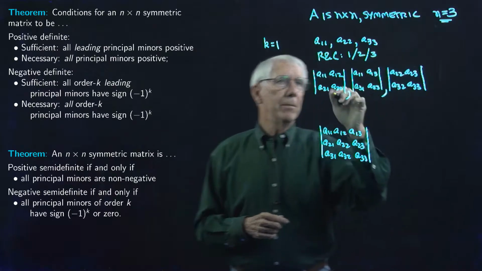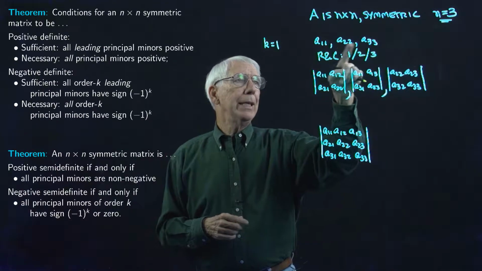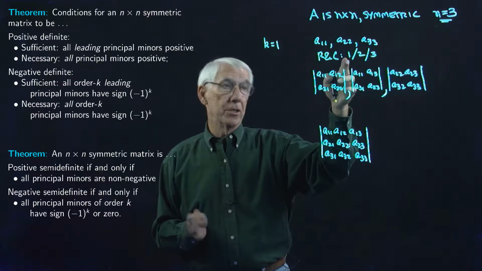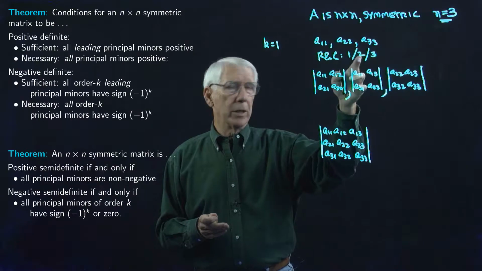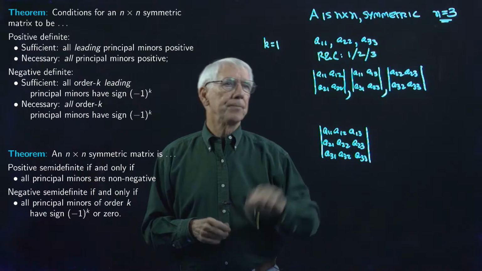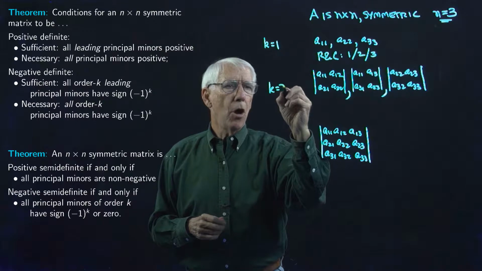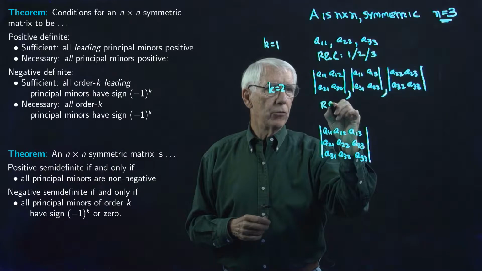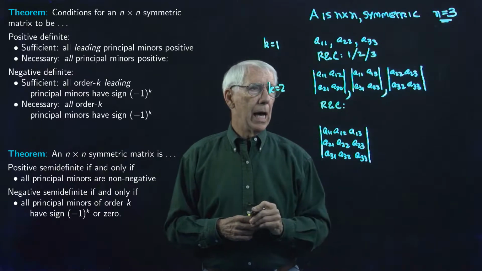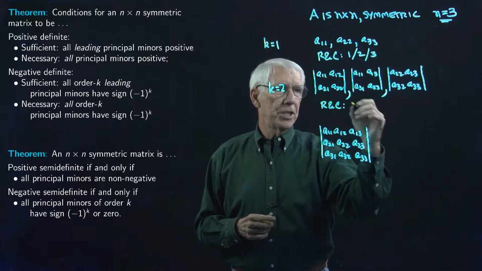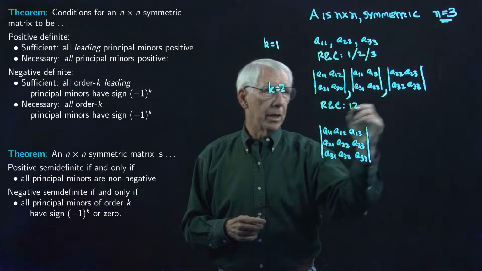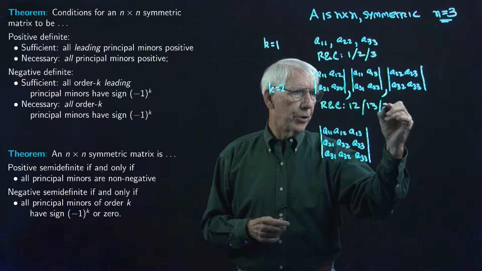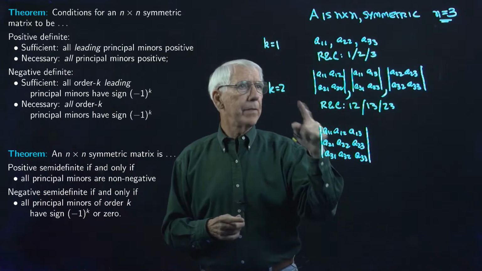And so here I'm just pointing out that the 3 principal minors of order 1 are the ones where the row and column is row and column 1, or row and column 2, or row and column 3. Here we have all the principal minors of order 2, and here the row and column in a principal minor are the first and second row and column, the first and third row and column, and the second and third row and column. Again, there are 3 of them.